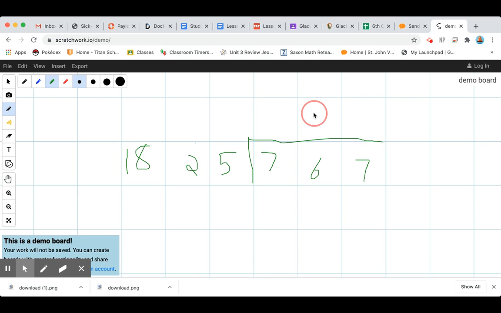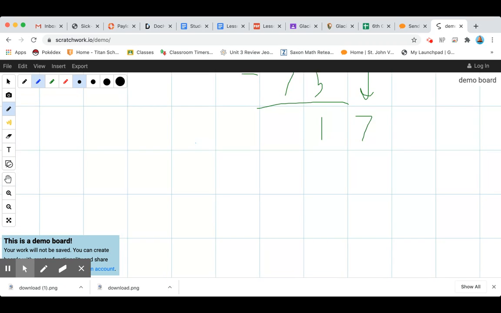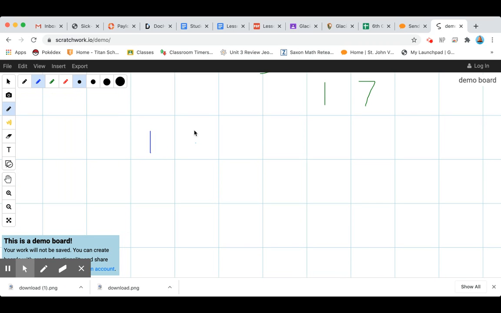25 goes into 76 3 times, and then from here, you might have a remainder. So if you have a remainder, just write remainder, and then whatever the remainder is. So make sure that you are following our long division rules to complete this quotient. All right, 19.